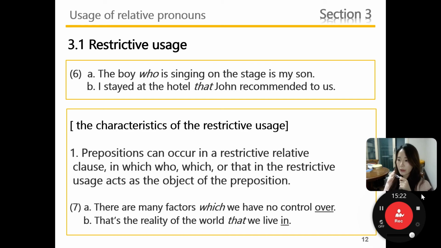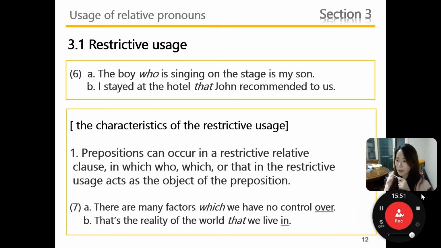To look at the characteristics of the restrictive usage, please look at the examples on the screen. In 6a, the relative pronoun imposes restriction in that one of the boys singing on the stage is the son. In 6b, the same is true in that the hotel Tom recommended is a particular hotel.